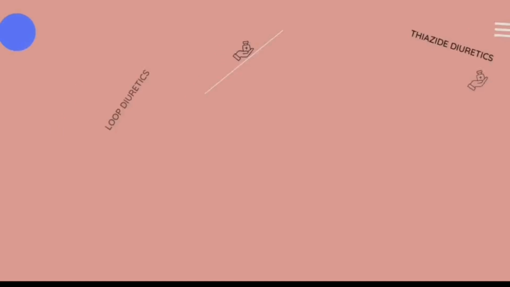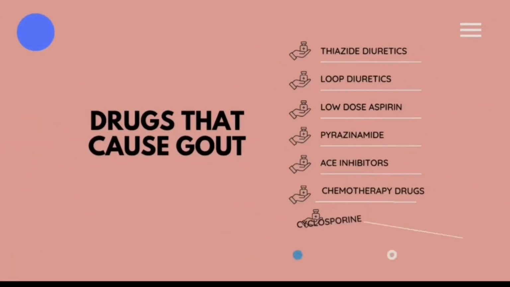Now, let's study the drugs that can increase the chances of gout. First, thiazide diuretics, that is chlorothiazide, chlorthalidone, and hydrochlorothiazide. They increase the direct urate reabsorption in the PCT. Second, loop diuretics, that is furosemide, torsemide, and bumetanide. They increase serum uric acid levels in the same way as thiazide diuretics.